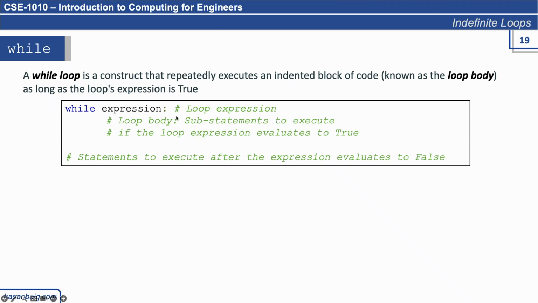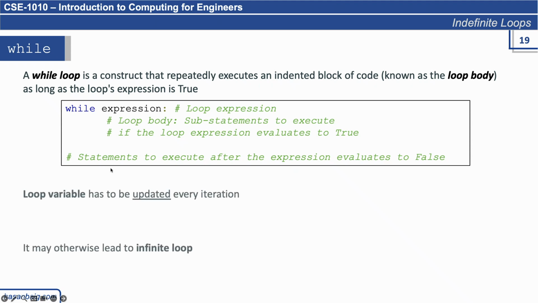It will only execute as long as this expression is true. Okay, as long as the expression is satisfied. And once the expression fails, I mean it turns to false, then the loop is terminated, and the next set of instructions which are defined outside the loop will start executing. Okay. So the loop variable has to be updated in every iteration.